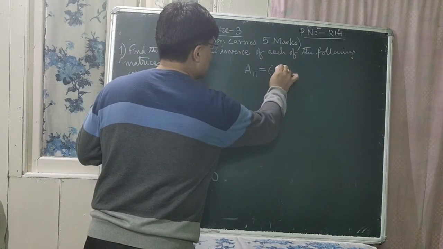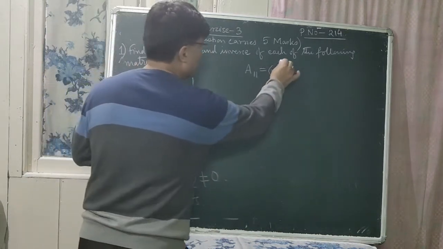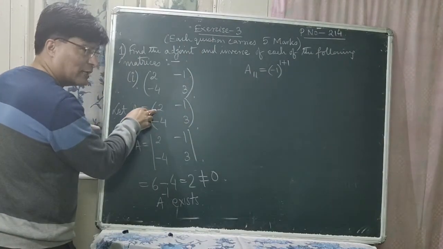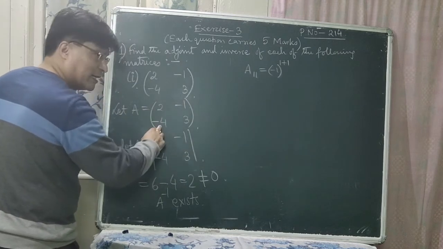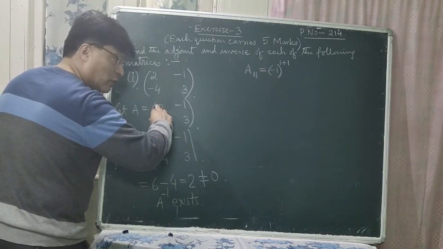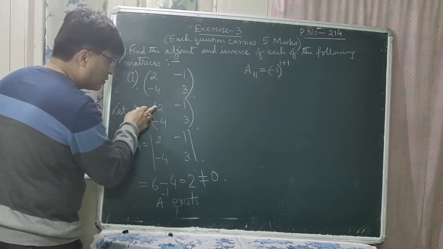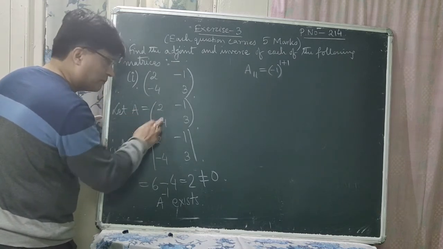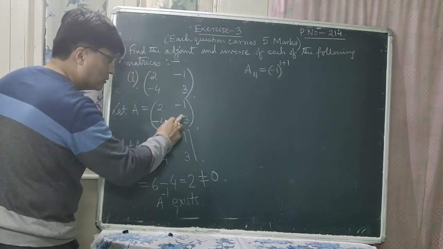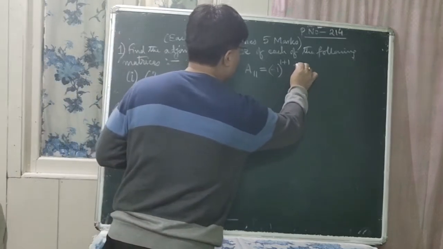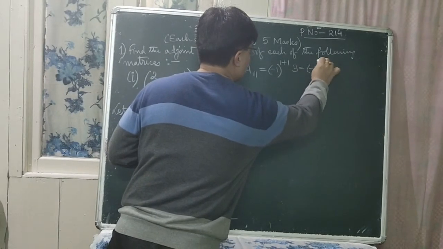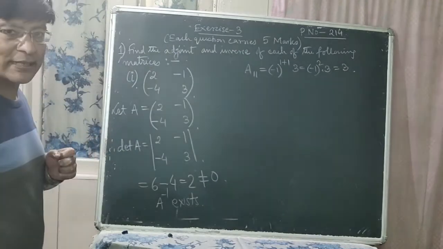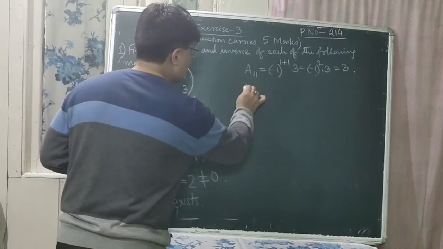You have to consider the sign also in case of cofactor. (-1) to the power 1 plus 1. Now delete the row and the column through the element 2. First row and first column are deleted. The row corresponding to 2 is the first row, and the column corresponding to 2 is the first column. That means it remains 3, which is equal to (-1) whole square into 3, which is equal to 3. Is that clear?